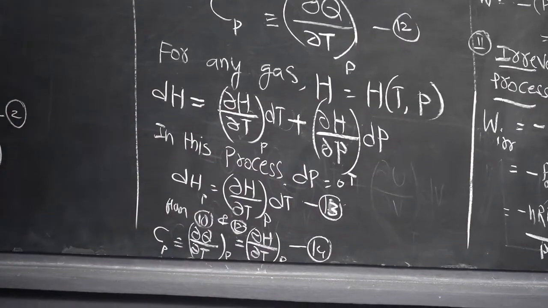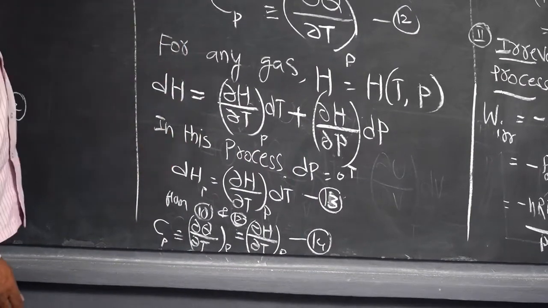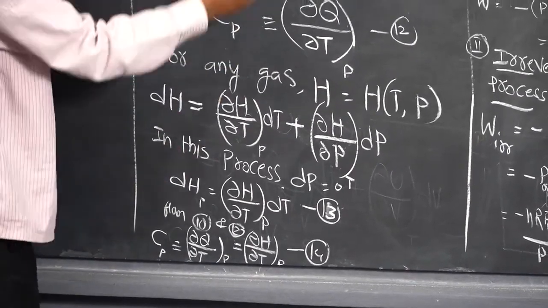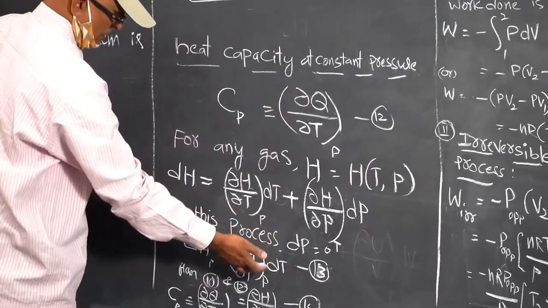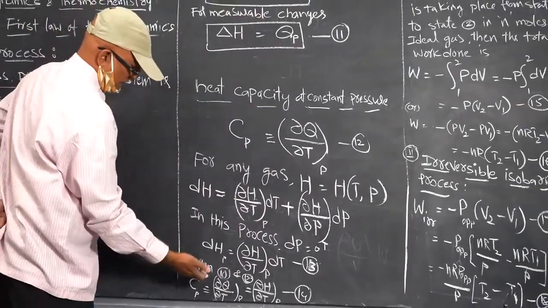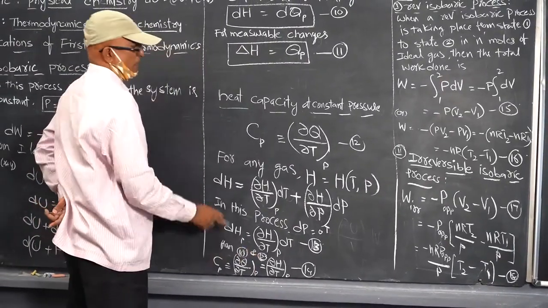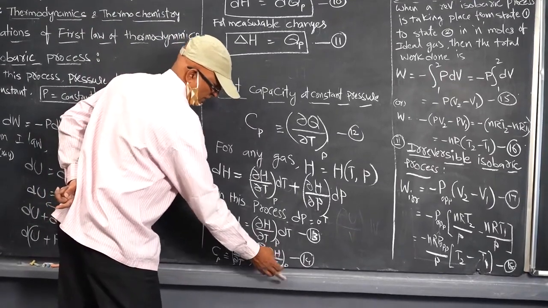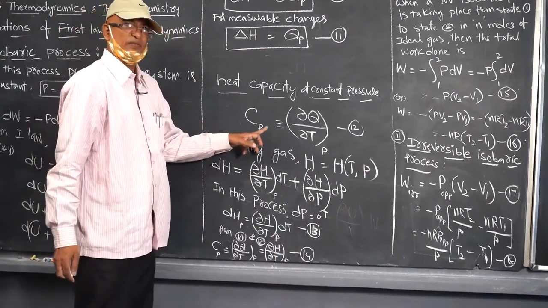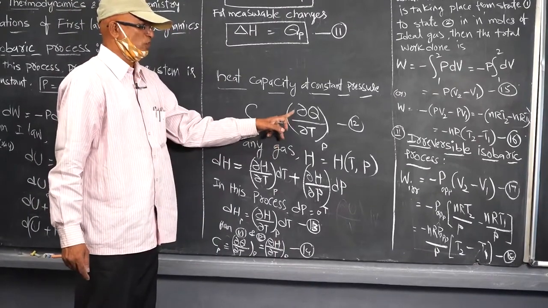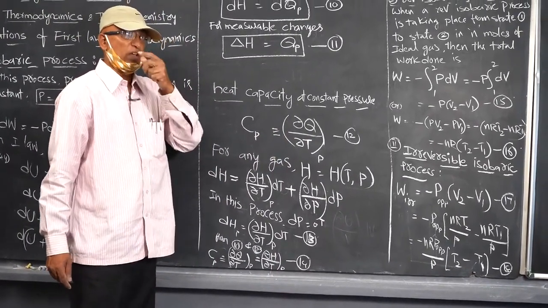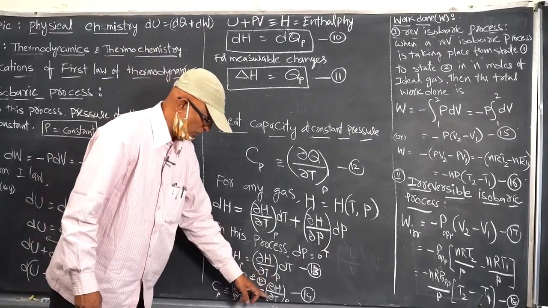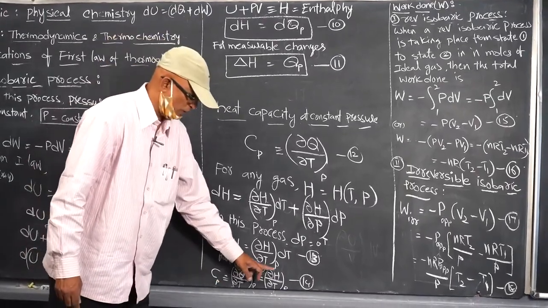Now comparing equations 10 and 13, you can see the left hand side is the same. Therefore, equating the right hand side, dq at constant pressure is equal to this. Bringing this to this side, it is nothing but Cp, dou Q by dou T at constant pressure, which we have already defined as Cp. So Cp is equal to dou Q by dou T at constant pressure, which is equal to dou H by dou T at constant pressure. This is the definition of Cp. Cp is defined as dou Q by dou T at constant pressure, whereas from the application of the first law to an isobaric process, Cp is defined as dou H by dou T at constant pressure.